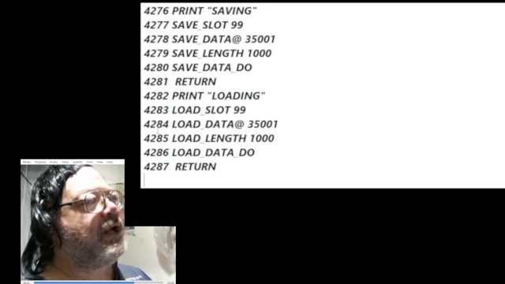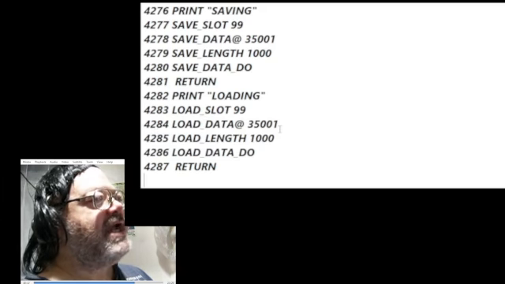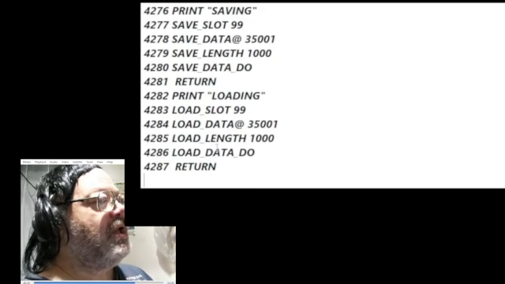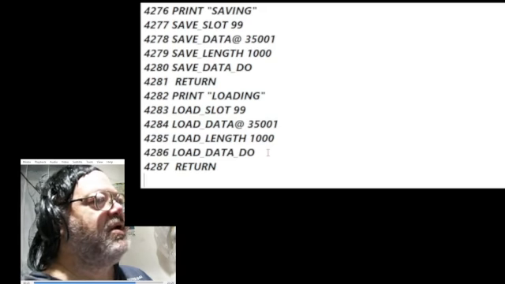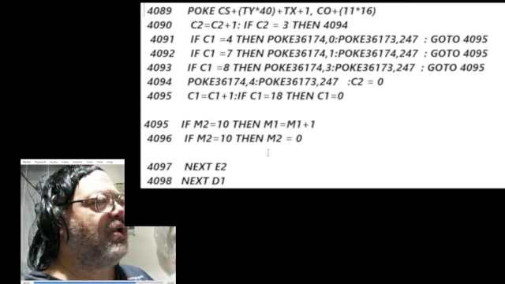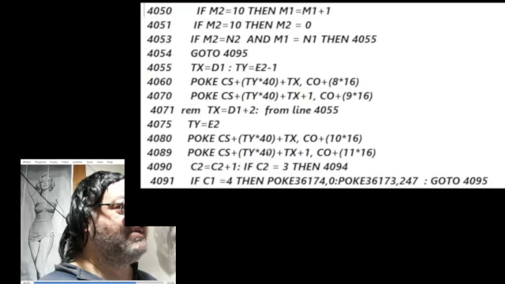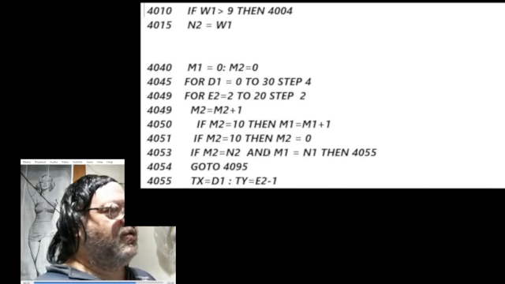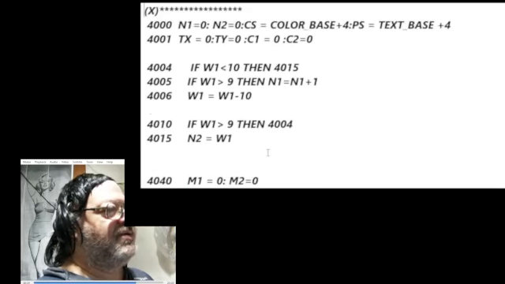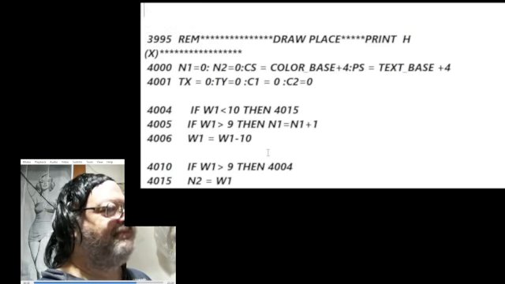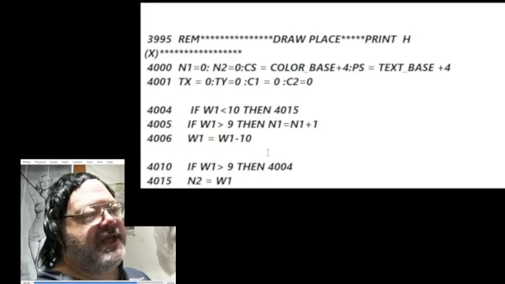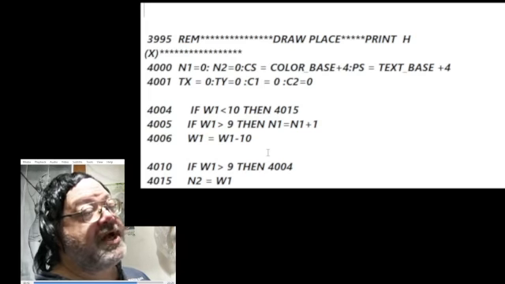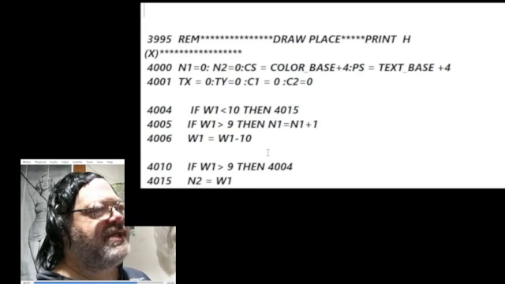With the other command, load slot 99, load data 35001, load length 1000, and then load data do, which activates the command to happen. And that's all of the code. I know it seems like quite a bit just for a Keno game that's putting little circles on the screen. But when you break it up into little portions, and that's how you, if you were starting out, you should break everything down to 1 line.